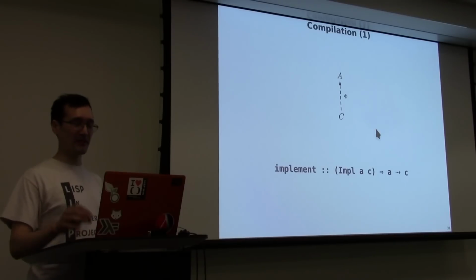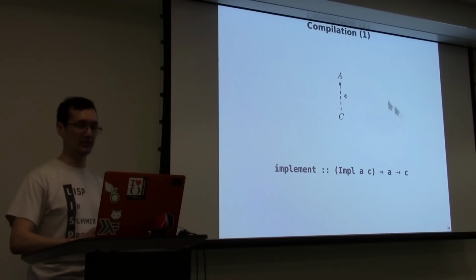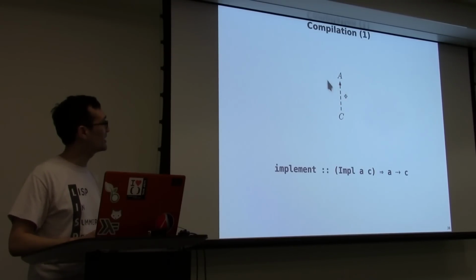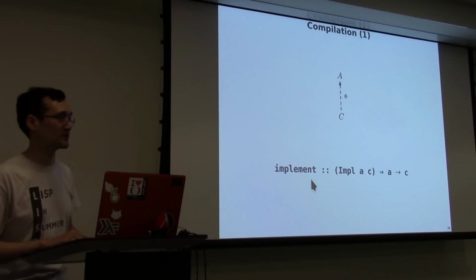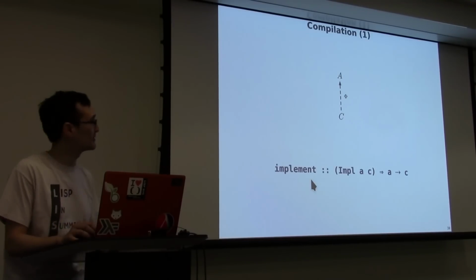Compilation. The simplest way to think of compilation is I have an abstract language A, and I'm implementing it with a concrete language C. And so it's just a usual function implementing my abstraction. That's the simplest way of thinking of compilation. Here, a slightly more interesting way of thinking of compilation.